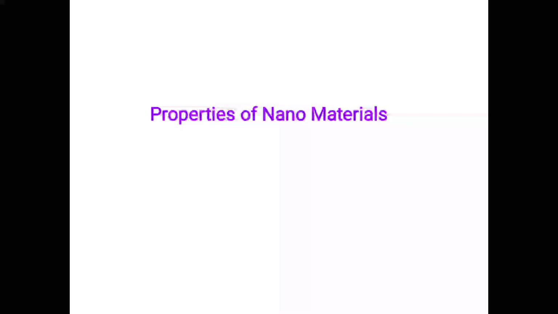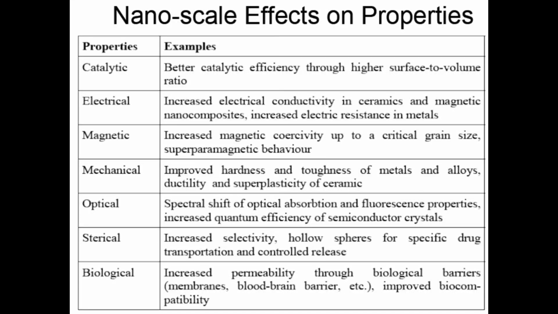Then we'll see what the properties of nanomaterials are. Nanoscale effects on properties. Catalytic property: better catalytic efficiency through a higher surface to volume ratio. Electrical properties: electrical conductivity will be increased in ceramics and magnetic nanocomposites, while electrical resistance is increased in metals. Magnetic properties: increased magnetic coercivity up to critical grain size, after which superparamagnetic behavior will be obtained. Mechanical properties: nanoscale materials have improved hardness and toughness in metals and alloys, and the ductility and superplasticity of ceramic particles is also increased.